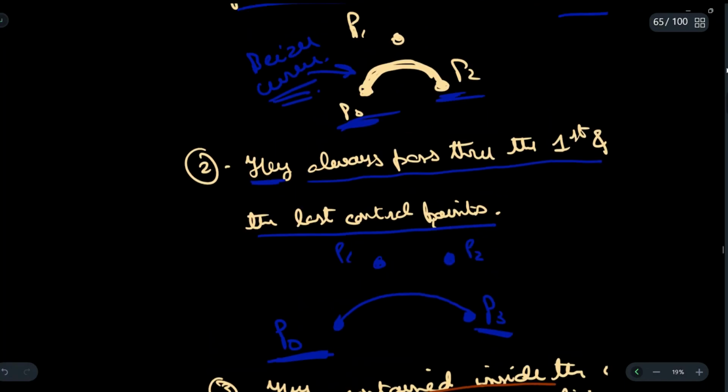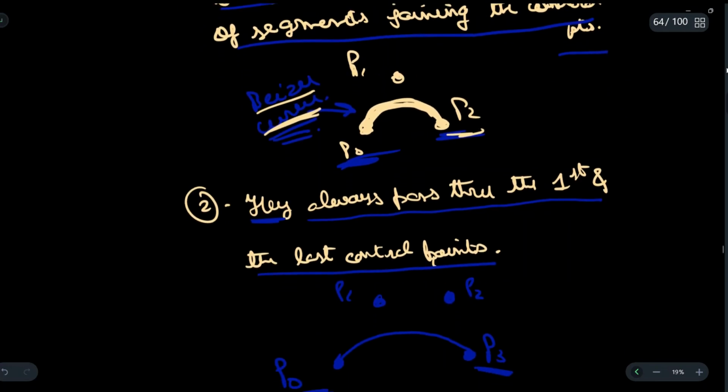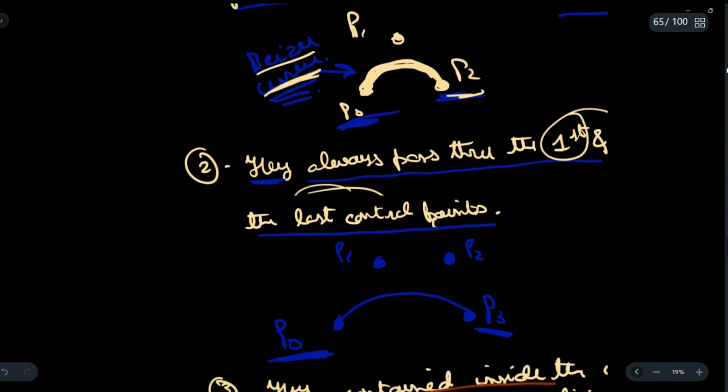Let us just give a summary again. First, they follow the shape of the control polygon. That is, from P0 to P1 you go, and the Bezier curve will also follow that same line which you have drawn from P0 to P1. Now the second point is that they always pass through the first and the last control points. What we mean by that is that they will always pass through P0 and then always go to the last control point, that is P3 over here, from P0 to P3.